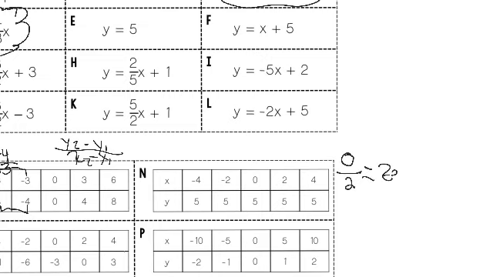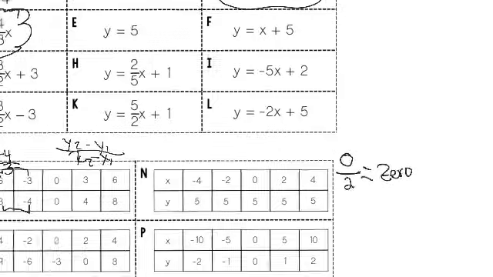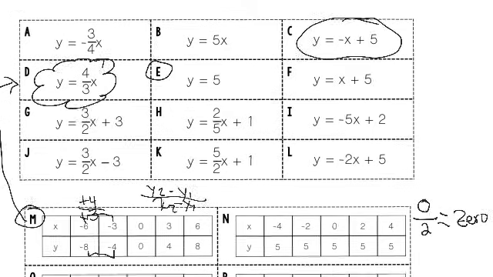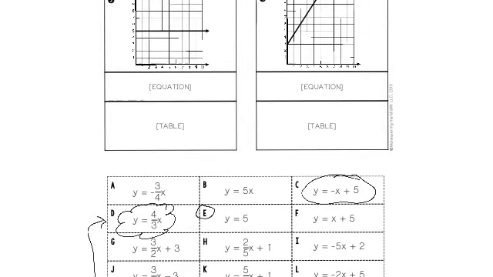Well, what does that look like? That looks like E, y equals 5. It's saying y is 5. Well, look at that. Y is 5, 5, 5, 5. So n belongs to E. So you basically have to match your tables to your equations and your equations to your graph. Hope that helps.